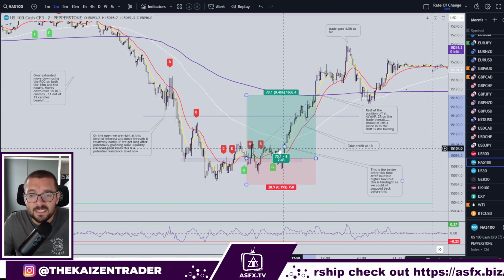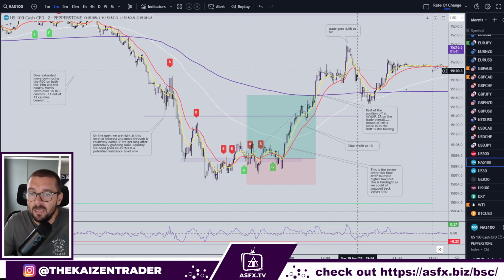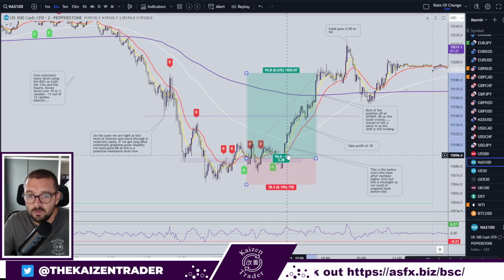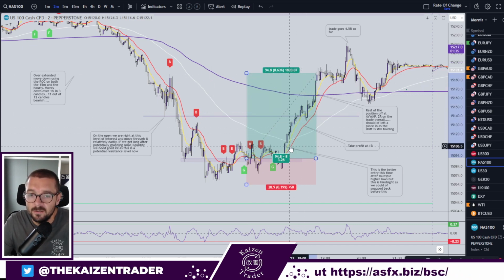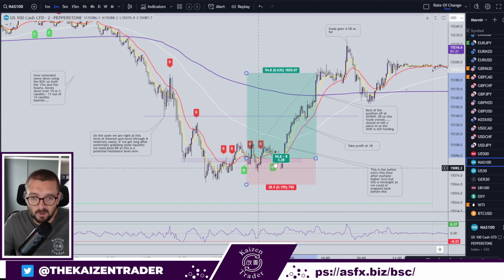How could I have managed it better? I think from a management perspective, I could have managed it better by holding until we get the shift down. So I would have got a little bit more out of this trade. You can see once we've got this big shift and the move actually started to occur, this shift held for quite a bit longer, so I could have held that.